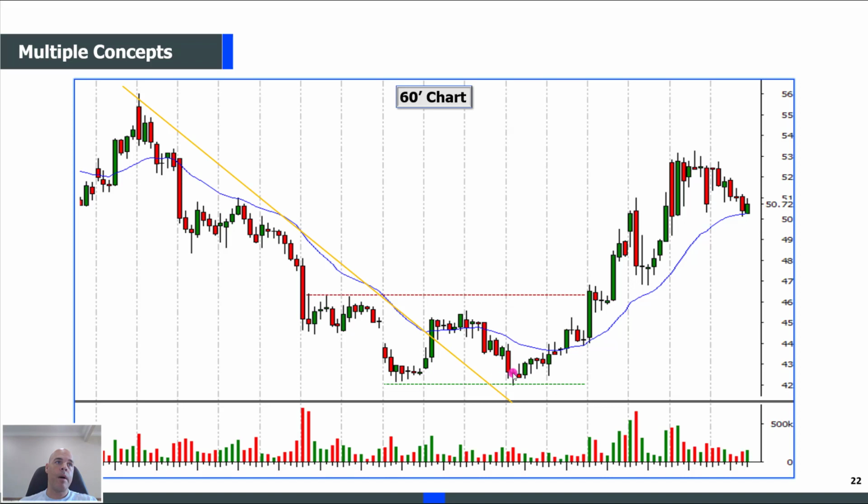Second indication of a possible trend change. We break the prior pivot highs. Third indication of a possible trend change. We're now above, remember the 1 or 2 indicators you're allowed to have? We're now above the moving average. Fourth indication of a possible trend change and an actual pattern, a flag, a perfect flag.